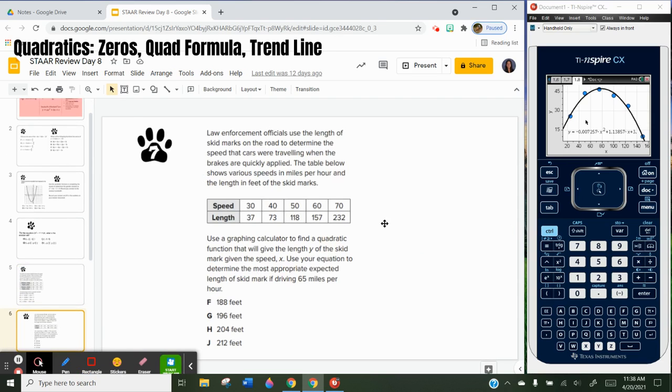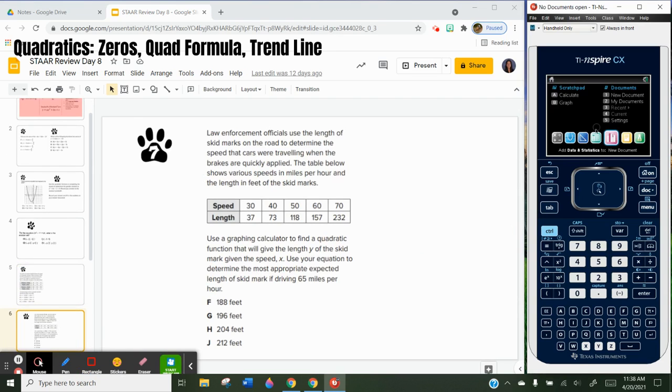Okay, we're going to follow that same process for problem number 7. If you look at this one as well, it says law enforcement officials used the length of skid marks on the road to determine the speed that cars were traveling when brakes are quickly applied. So the table below shows various speeds in miles per hour and the length in feet of the skid marks. So it says use your graphing calculator to find the quadratic function. So we need to figure out the equation.